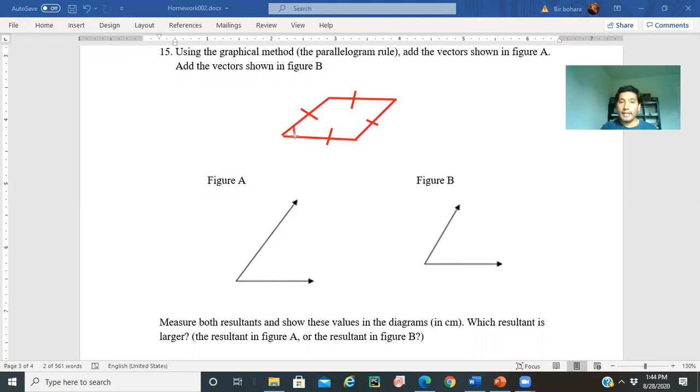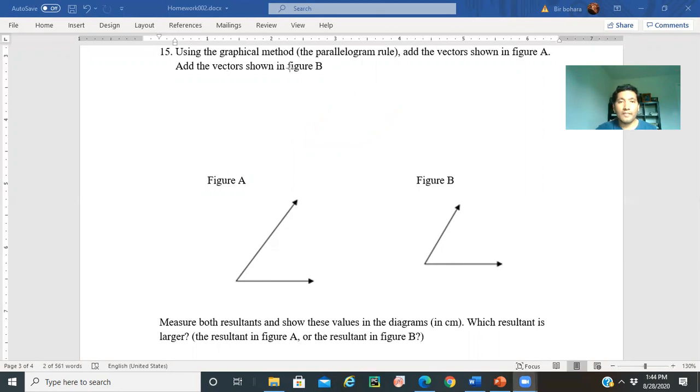So opposite angles are also equal to each other, right? Opposite angles means this angle is the opposite angle of this one, and this angle is the opposite angle of this one. So in this question, look at here. Let me clear this one and go to the question.